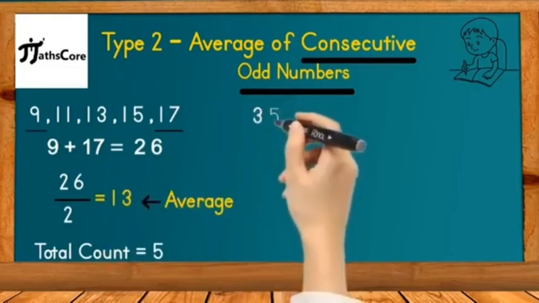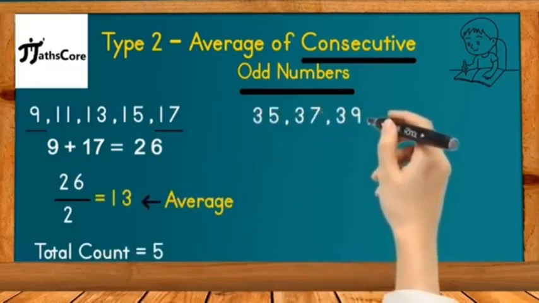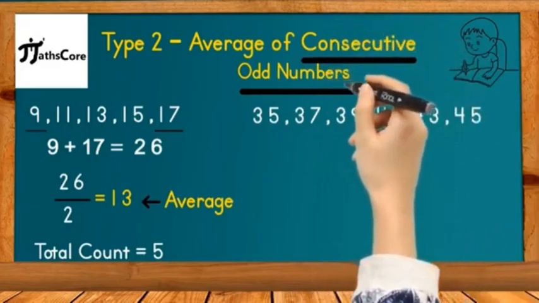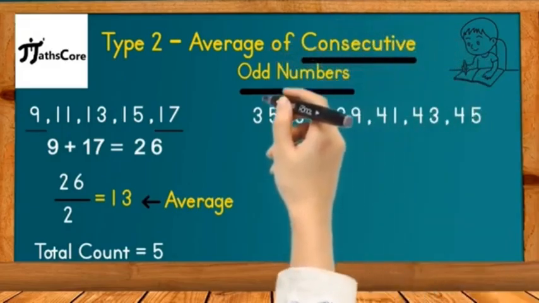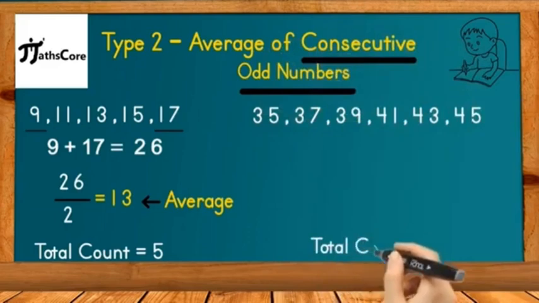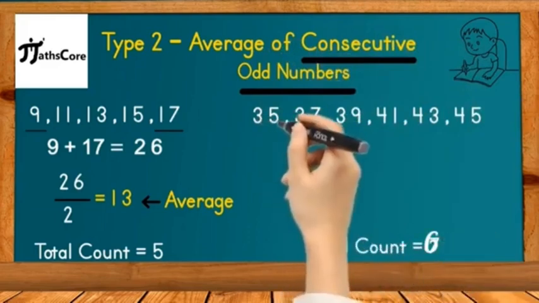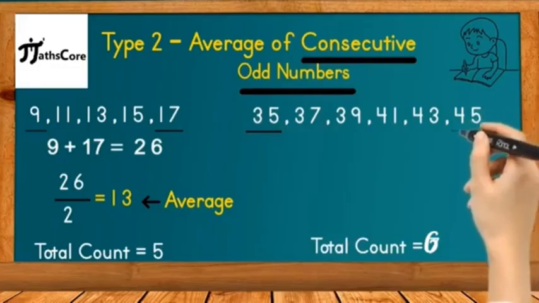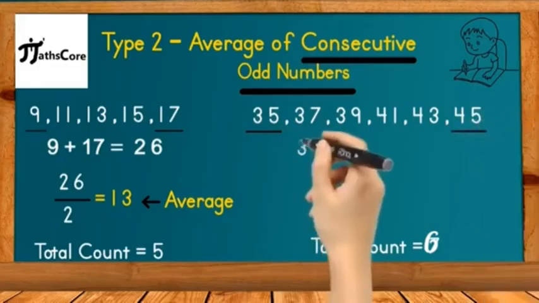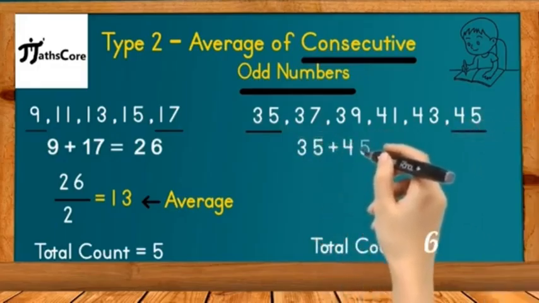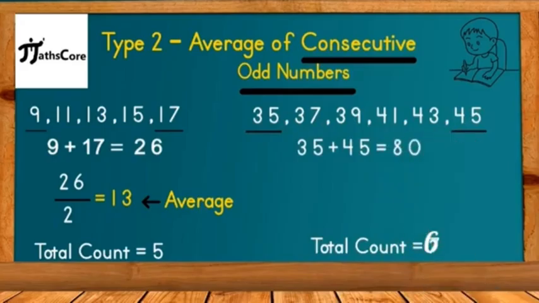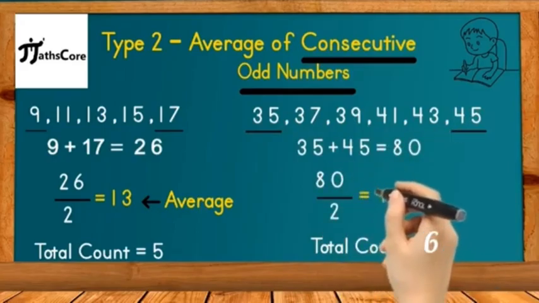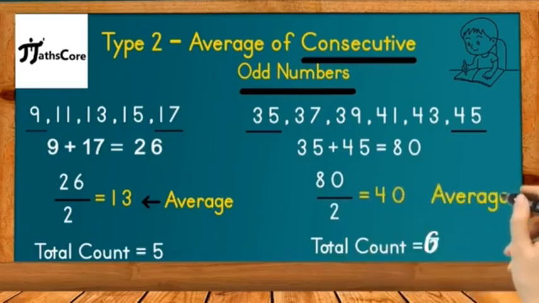Second example is 35, 37, 39, 41, 43, 45. In this example, all numbers are consecutive odd numbers and exactly 7 numbers are given there. According to the Vedic math concept, we need to add first and last number together. So first number is 35 and last number is 45. 35 plus 45 is equal to 80 and divide this 80 by 2. 80 divided by 2 is equal to 40, and which is average of all this consecutive odd number.